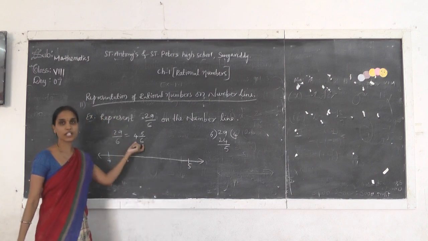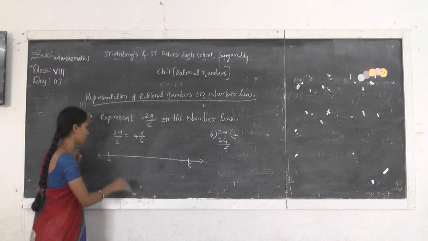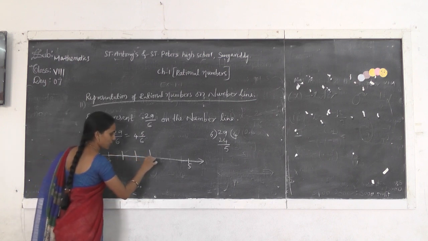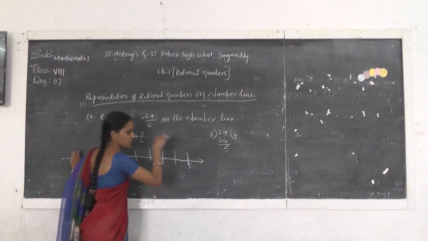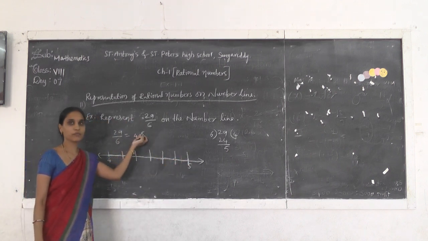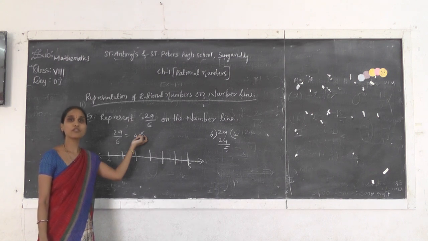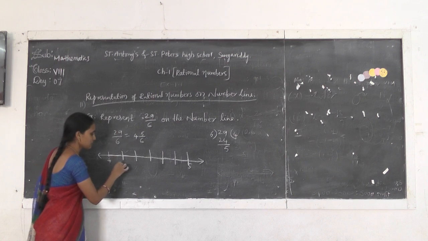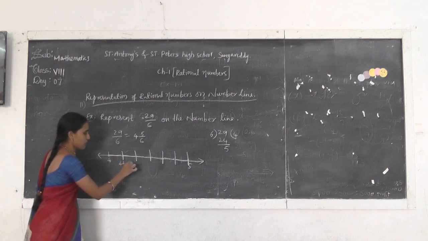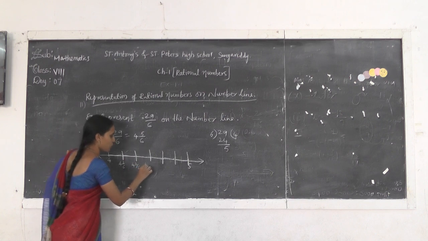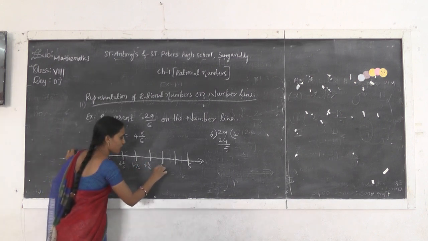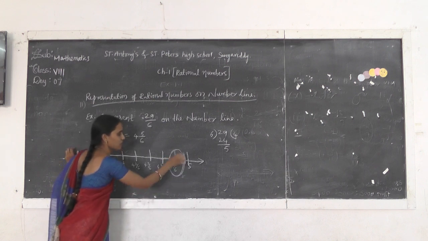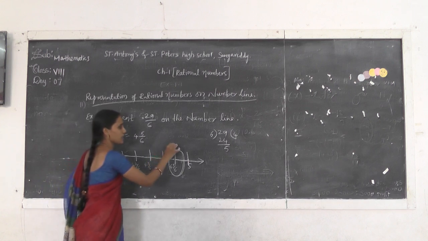Now what is the denominator here? The denominator is 6. We have to divide the space between 4 and 5 into 6 equal parts. 1, 2, 3, 4, 5 and 6. So what is the numerator here? 5. So we have to select the 5th part. So this is 4 and 2 by 6, 4 and 3 by 6, 4 and 4 by 6. This is 4 and 5 by 6. So what is your representation? This is 29 by 6.